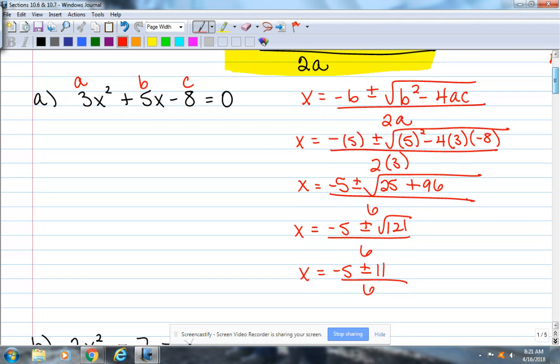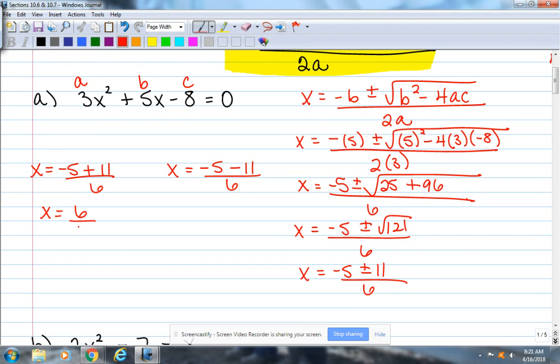So when you get rid of your square root sign, after you take the square root, I want you to come to the side somewhere, or wherever you have room, and break this into two separate problems. So it's negative 5 plus 11 divided by 6 and negative 5 minus 11 divided by 6. So you make two different fractions. And then you're going to simplify those, numerator first. What's negative 5 plus 11?